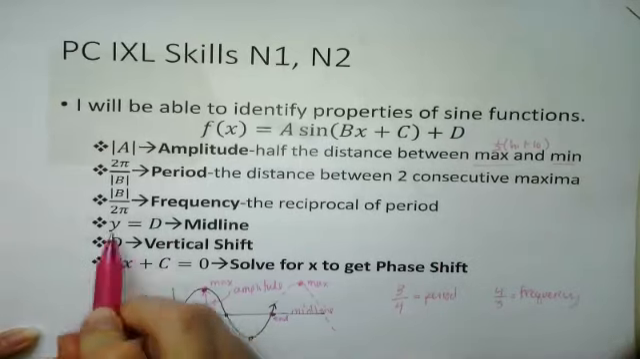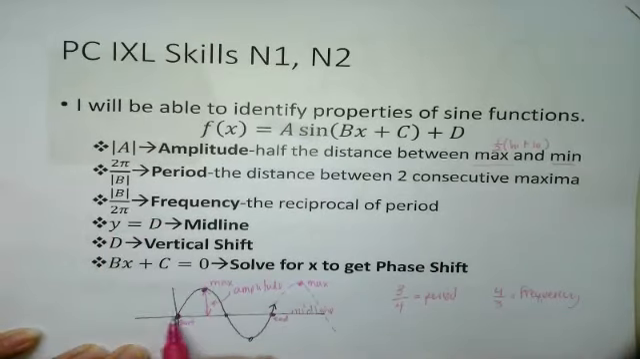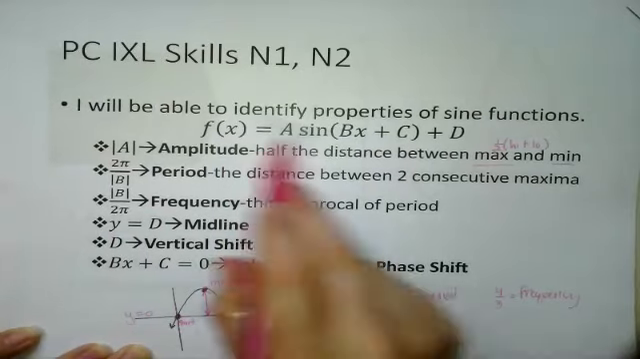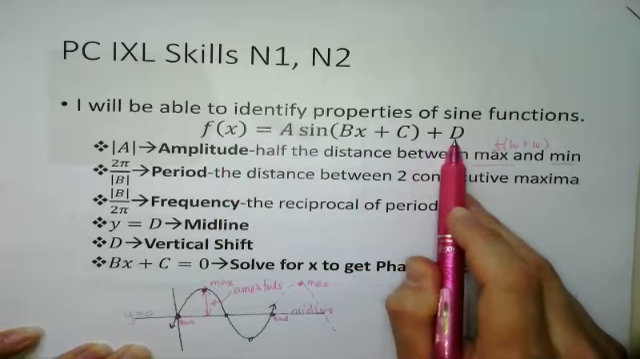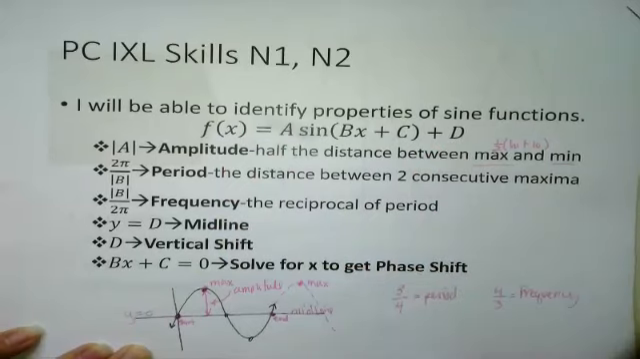The midline is an equation. It is y equals some number. In this case, it would be y equals 0. And the vertical shift, if they give you an equation, the vertical shift is just this movement d, whether it's a positive 4 or negative 4, or whatever that d value happens to be.